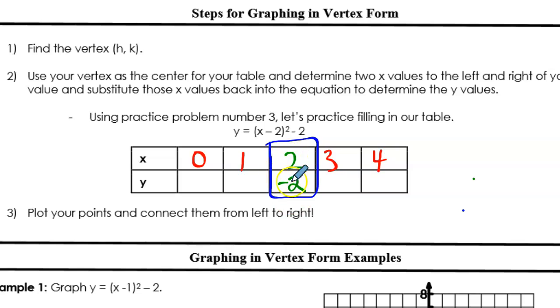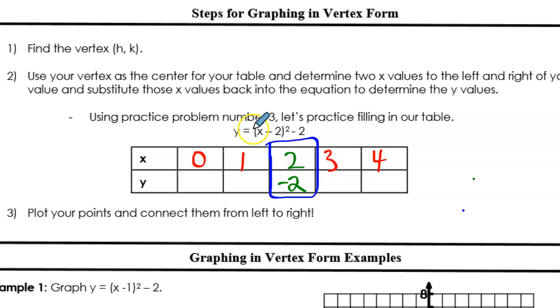Let's first test our x and y for our vertex. If I make x equal to positive 2, that will give me a positive 2 minus 2. Positive 2 minus 2 is 0. 0 squared is simply 0. And 0 minus 2 results in the negative 2. So it works for our vertex.